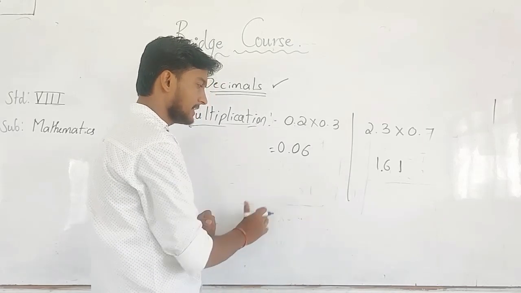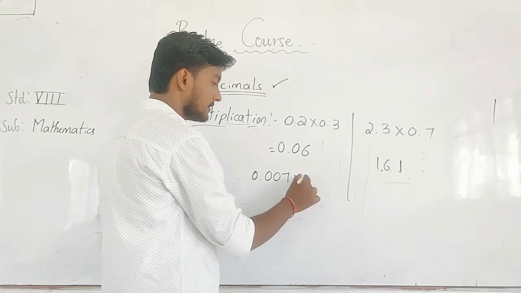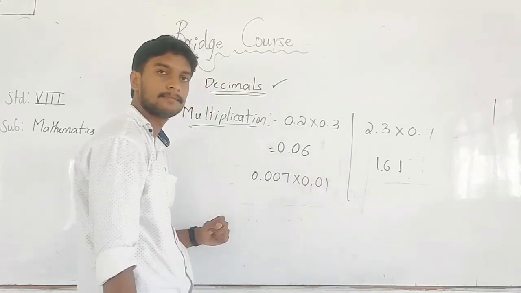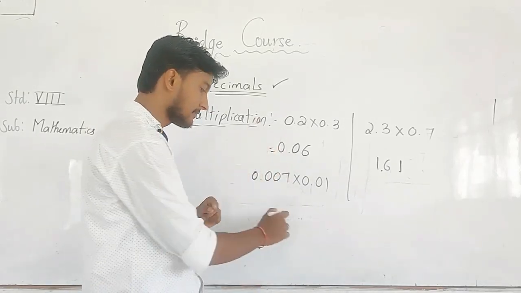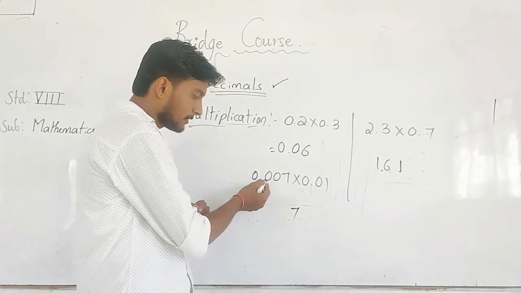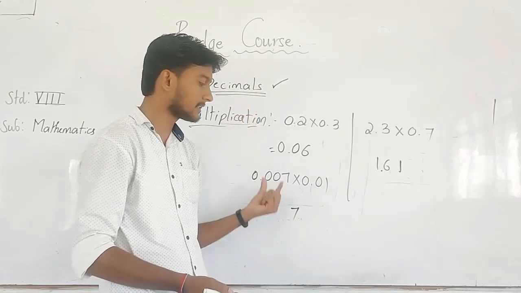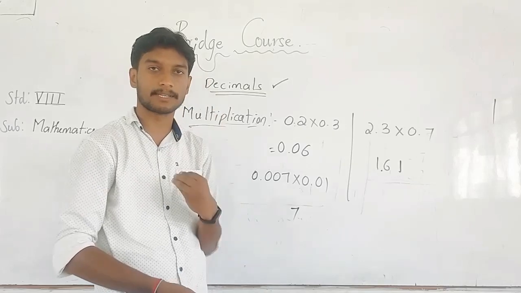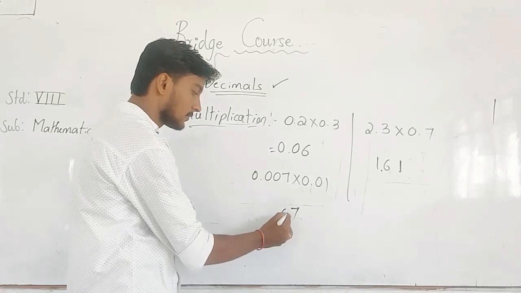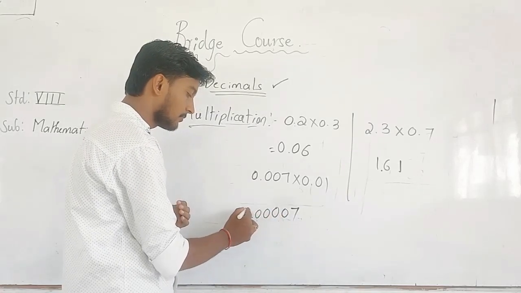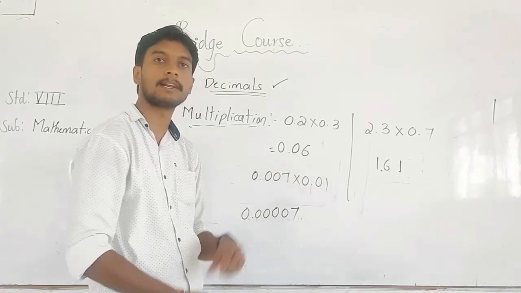So in the same way, next one, 0.007 into 0.01. Skip the point. Here totally we are having 7, here totally we are having 1. 7 ones are how much? 7. After the decimal point, here 3 numbers are there, 1, 2, 3. Here also after the decimal point, 2 numbers are there. Totally here 3, here 2 means totally after the decimal point you are having 5 numbers. But you have only one number. Still how many zeros do you have to put at the back? 4 zeros. So 1, 2, 3, 4. 0.00007 is the product of these two numbers.